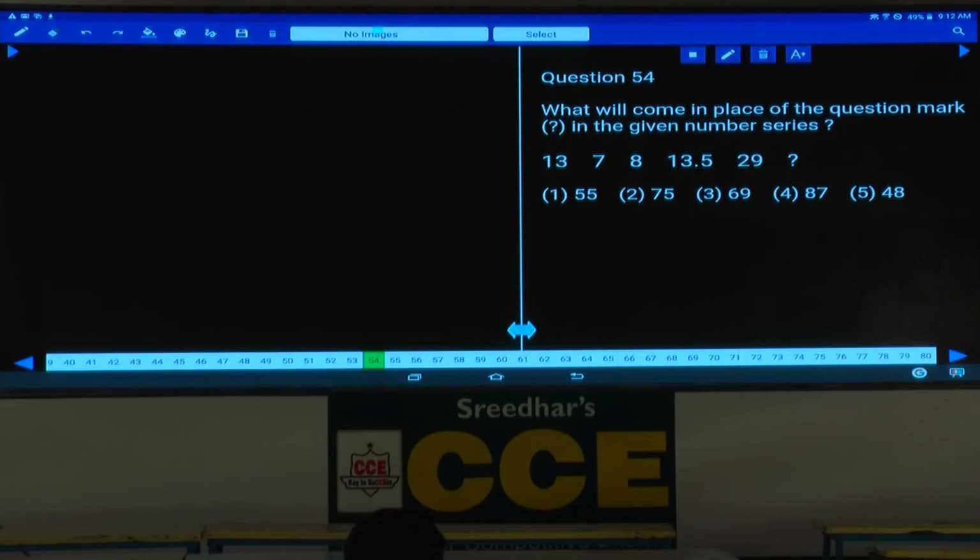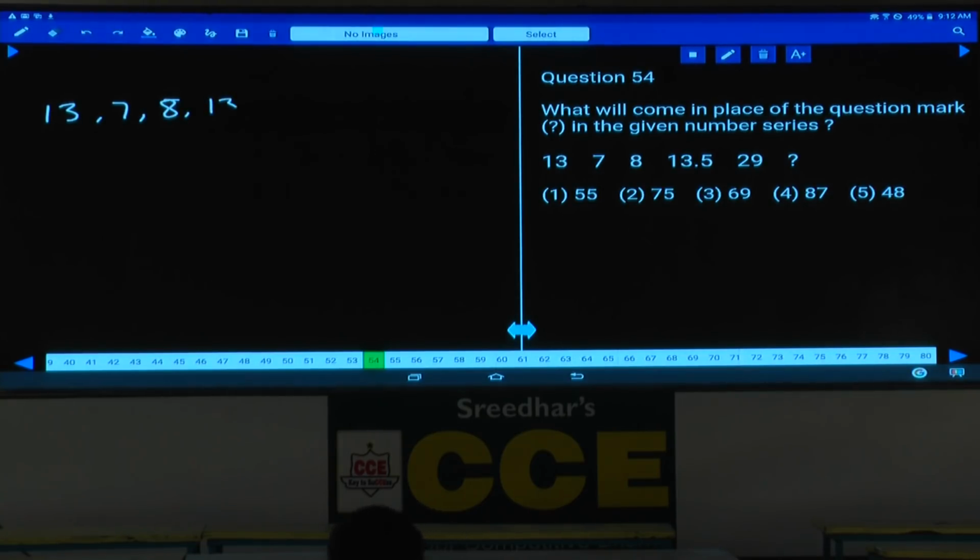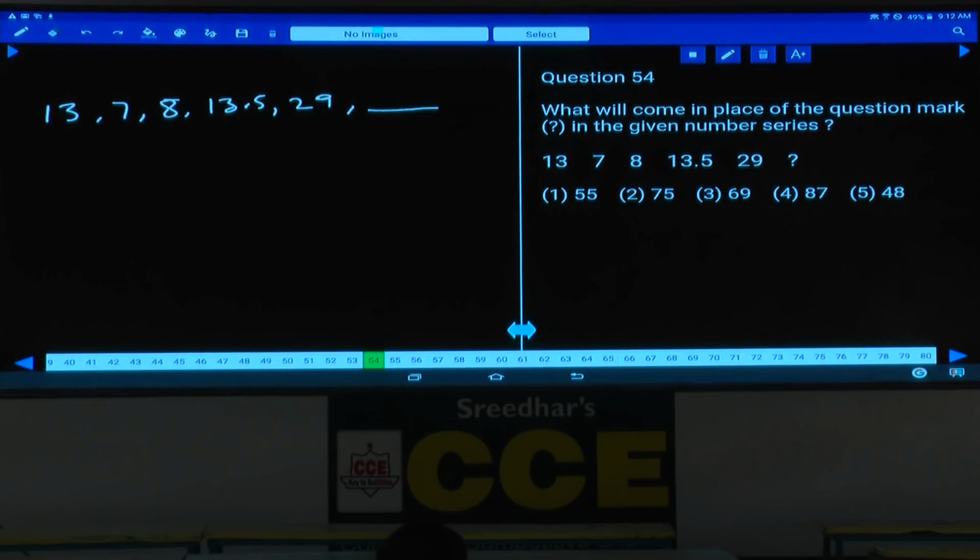Now question number 54, 13, 7, 8, 13.5, isn't it? Next one 29. Then what should be the next number? Now 13 and 7. How to relate these to 13 and 7? 13 into 0.5 is 6.5 plus 0.5, 7. Next one. And 7 into 1 plus 1, 8. 8 into 1.5, 12 plus how much? 12 plus 1.5, 13.5. 13.5 to 27 plus 2, 29.